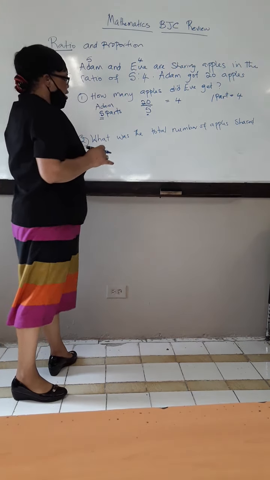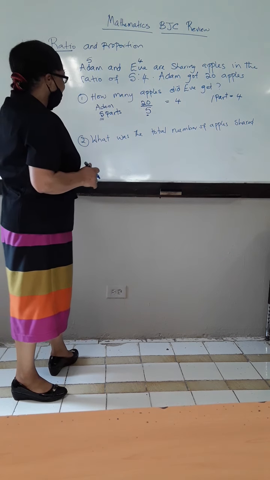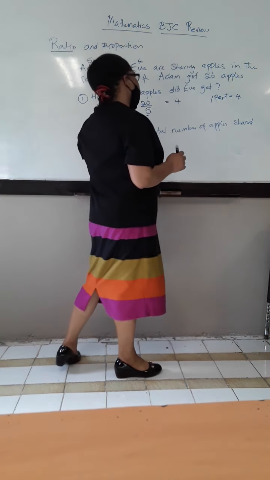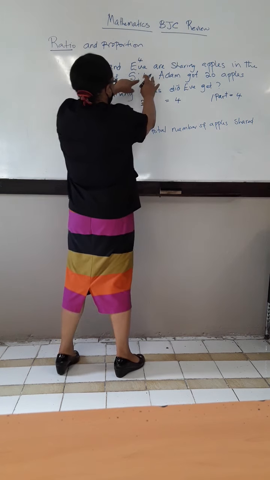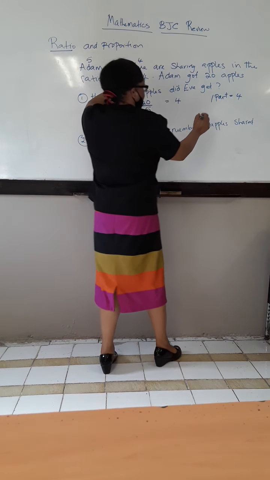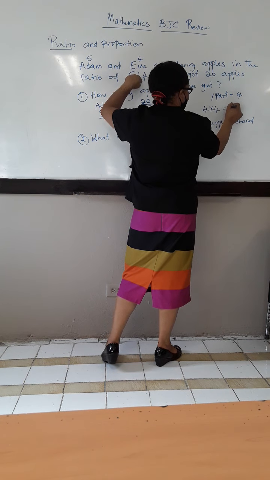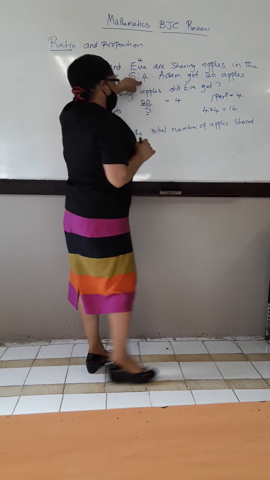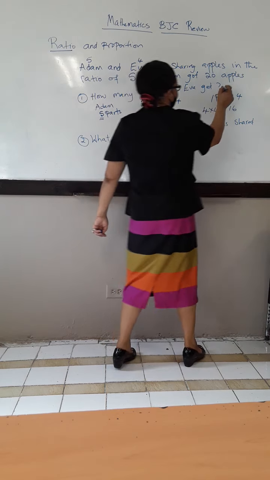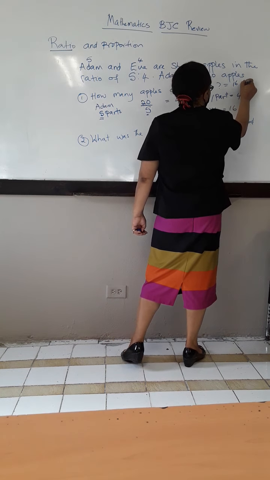So if I find out what is 1 part, I can now find out how many apples Eve got. How many parts did Eve have? Eve had 4 parts. So I now multiply 4 times 4, and so Eve had 16 apples. And that's my answer for Eve right here. 16 apples.